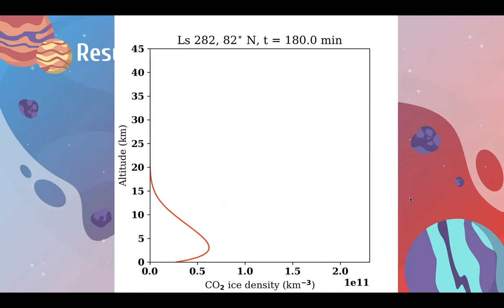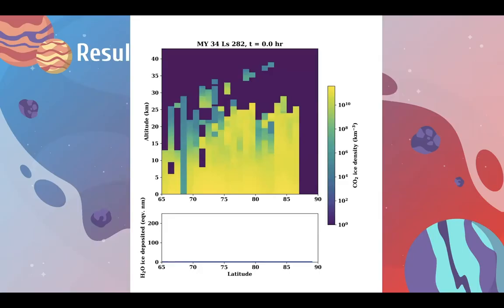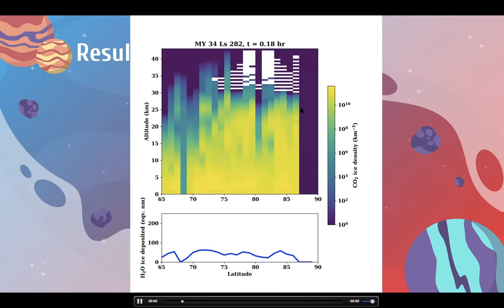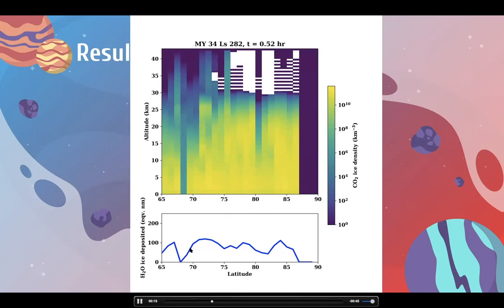And eventually you can come up with something like this plot, which shows the same plot that I showed you before, showing number density as a function of altitude and latitude. And you can now track how it evolves over time and how much water is being deposited on the surface for this specific region for just a 2-hour time band. So you start off with the clouds being higher up in the atmosphere, and then they slowly make their way down. And as they make their way down, you're snowing CO2 out and adding water to the surface.